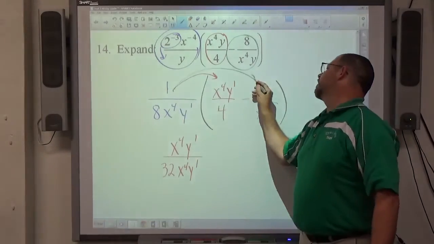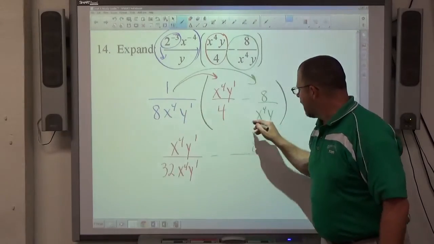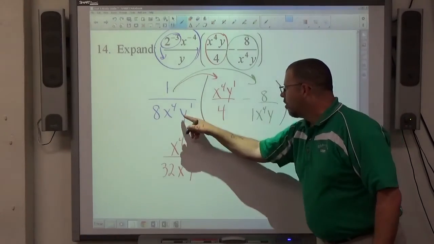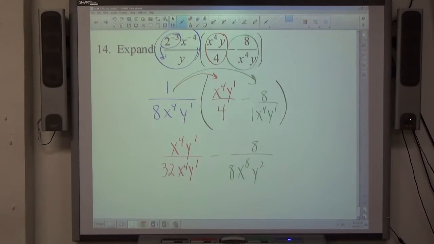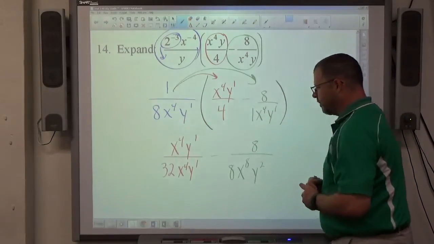When I do this times this, 1 times minus 8 makes minus 8. 8 times 1 makes 8. X to the fourth makes x to the 8th. Y to the first makes y to the second. When you're multiplying letters, you're adding powers. So x and x add the 4s, y and y add the 1s.